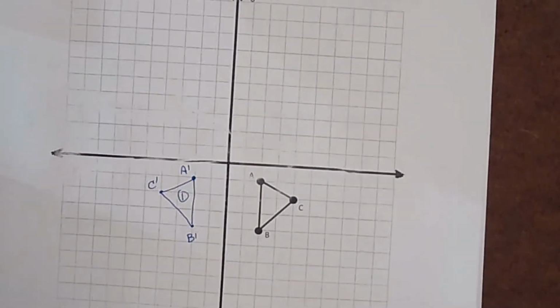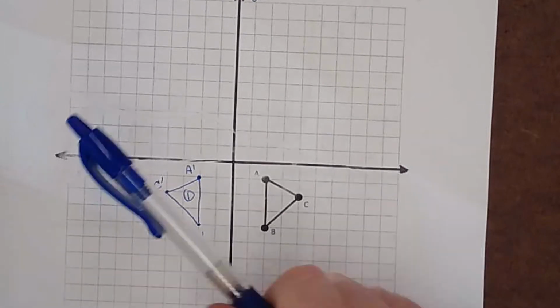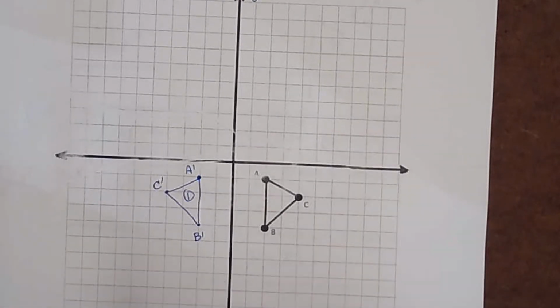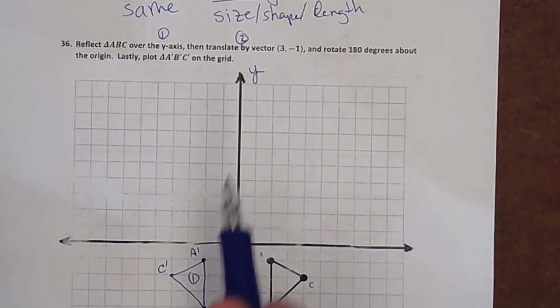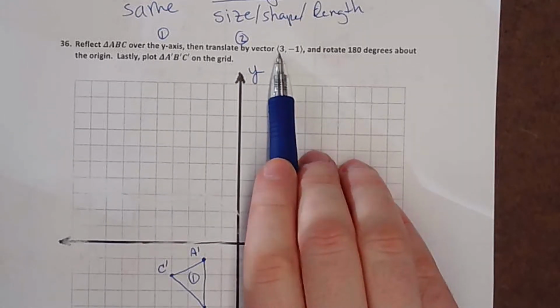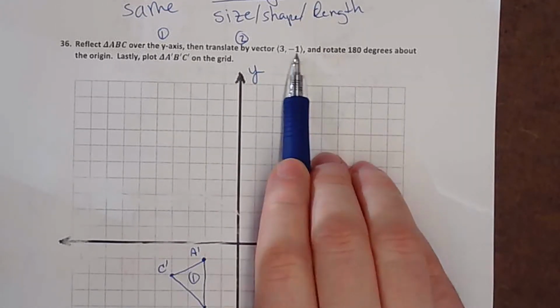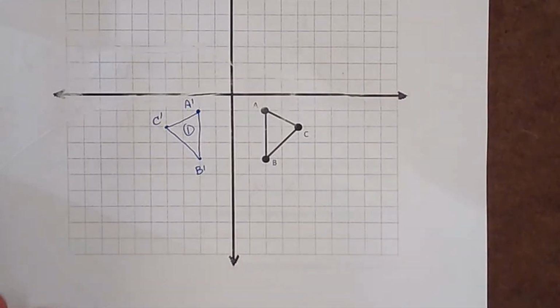What's another word for it? You know, like a reflection is another word, it's a flip, right? What does translate mean to do to the object? It means to slide it, right? So we're going to slide this guy 3, negative 1. So 3 to the right, because that's the x, right? And then 1 down.